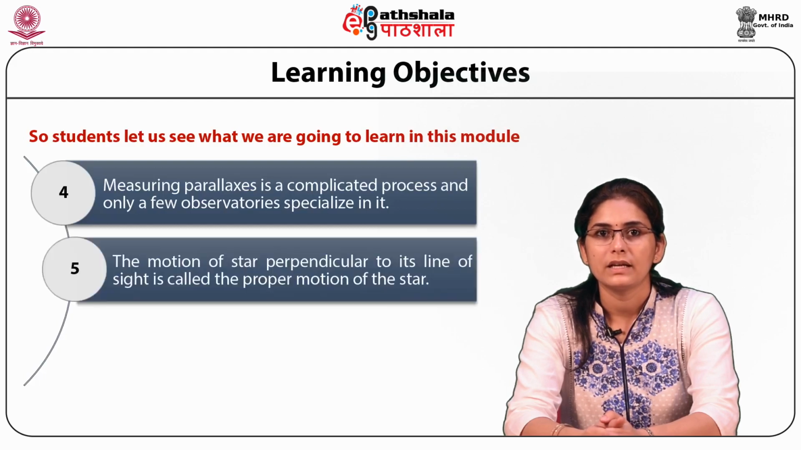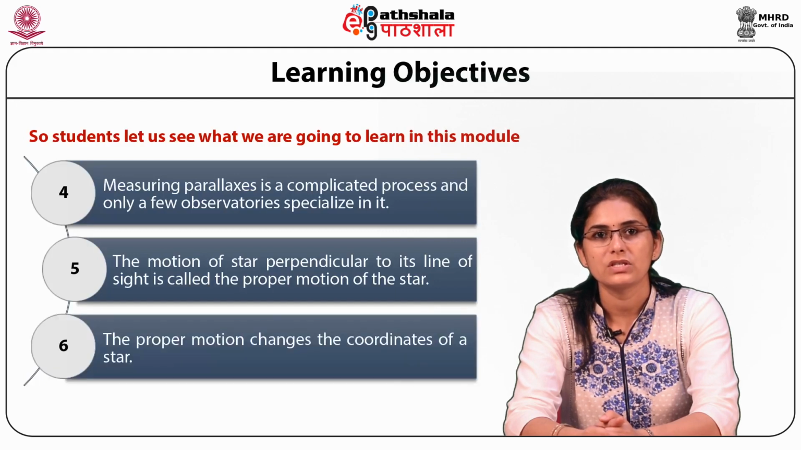You will learn that the motion of stars perpendicular to the line of sight is called the proper motion of the star. You will also understand that the proper motion changes the coordinates of a star. So far we have managed to fix the direction of a star in terms of two angular coordinates. Refer to the horizon system, the equatorial system, the ecliptic system and the galactic system of coordinates in modules 1, 2 and 3. We now embark on the study of physical characteristics of stars.